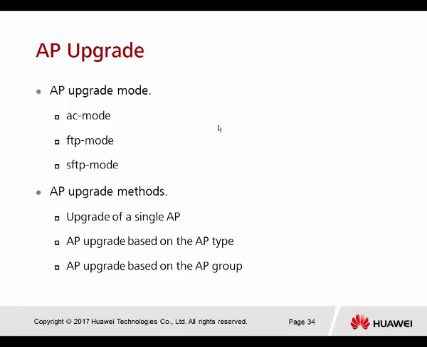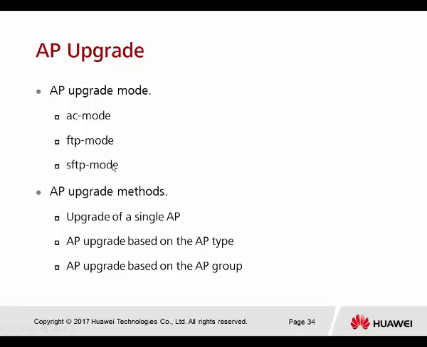For the AP upgrade method, we can use the AC mode. We can try using the FTP or the SFTP. So we have three ways to do that. The AC mode means I'm going to upload all the AP software into my AC first, and then I'm using my AC to push all the system software to the AP.